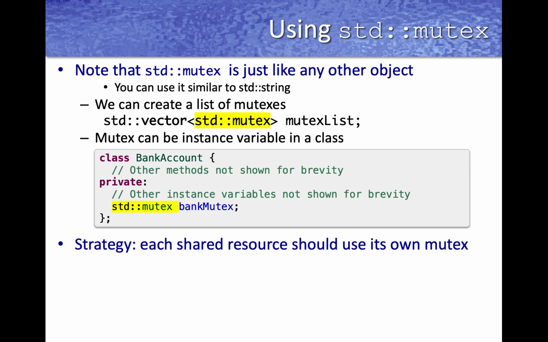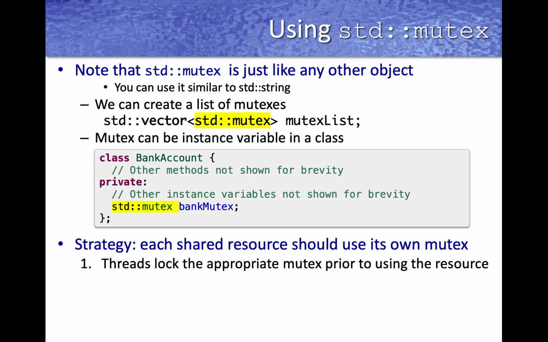So the general strategy with multiple resources is that each shared resource should use its own mutex. So threads will first lock the appropriate mutex of that shared resource that they want to use, then use that shared resource. This could just be a variable as well, and then unlock the mutex. So a pretty similar strategy to create a critical section.